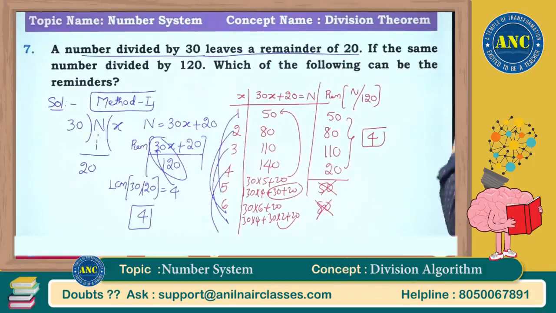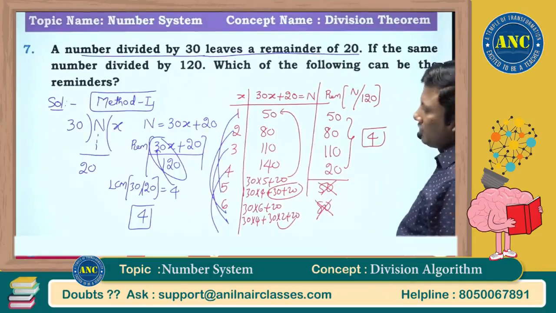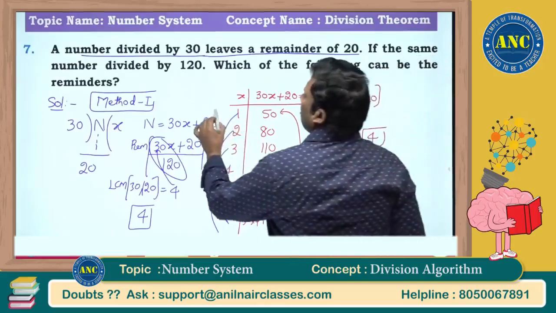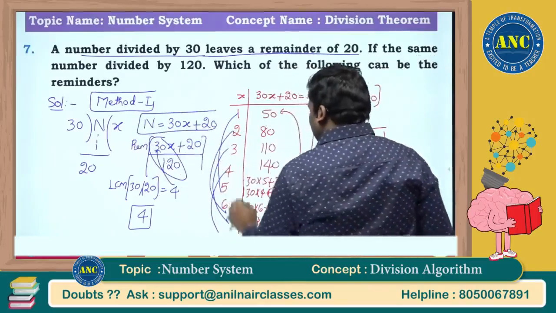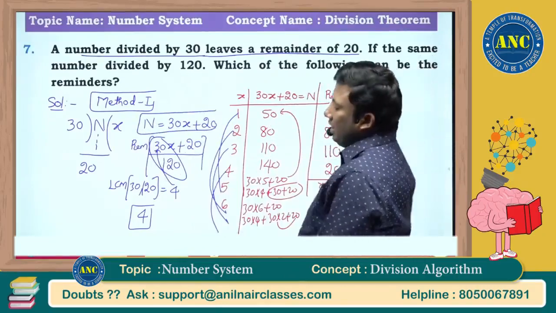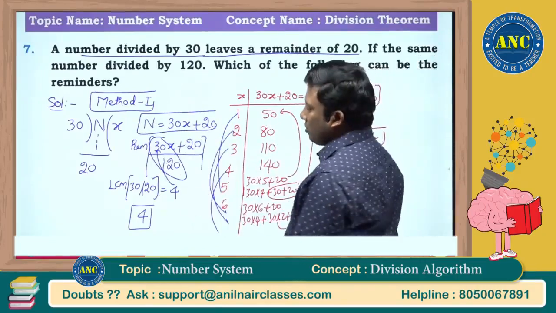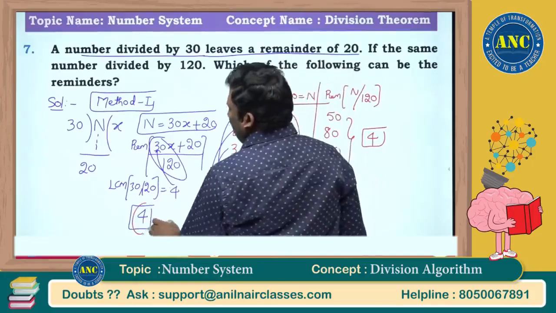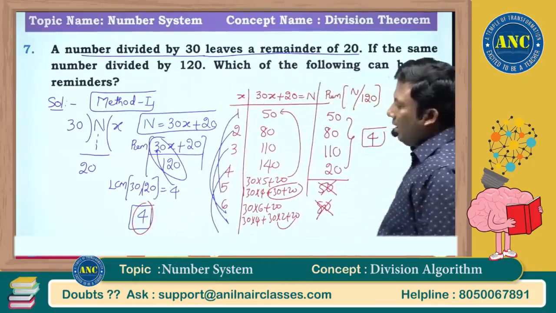Now, if you see here, n equivalent to 30x plus 20. Another beautiful way of looking at this question. It is divided by 120. So how many remainders? 4.